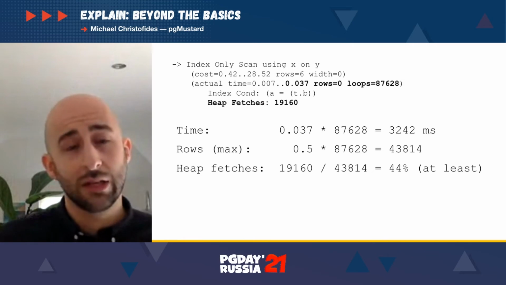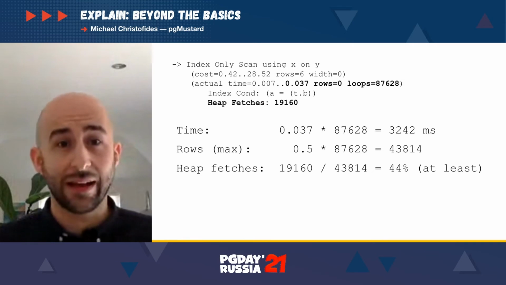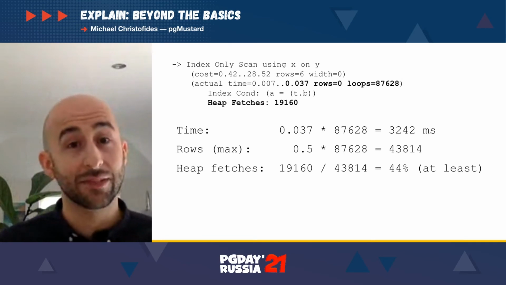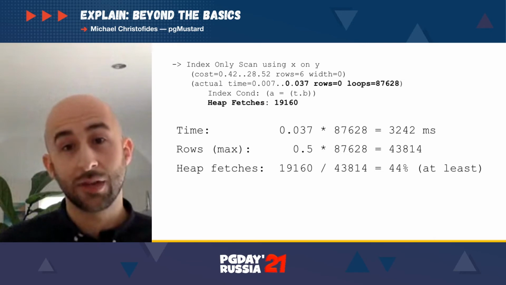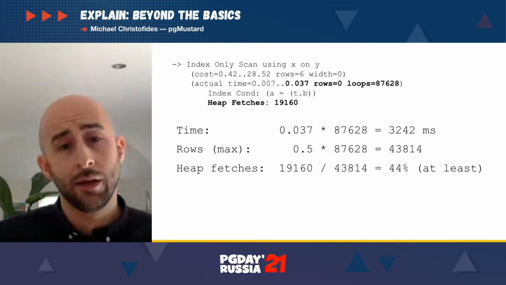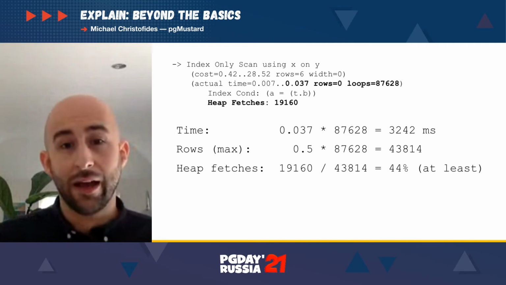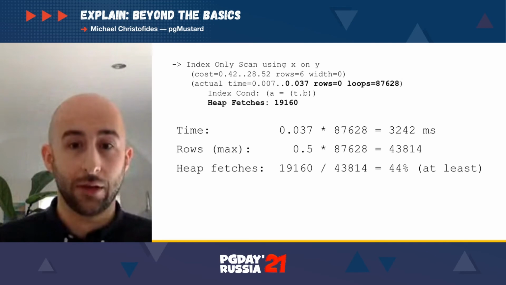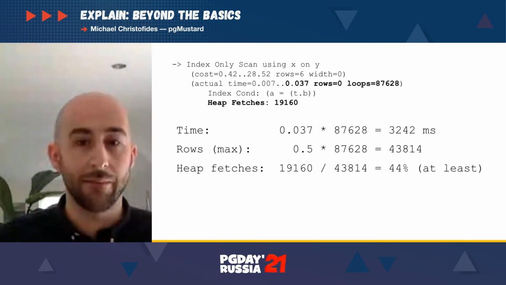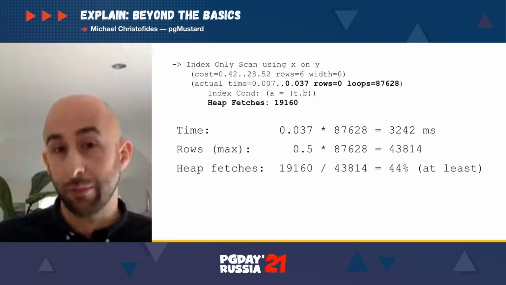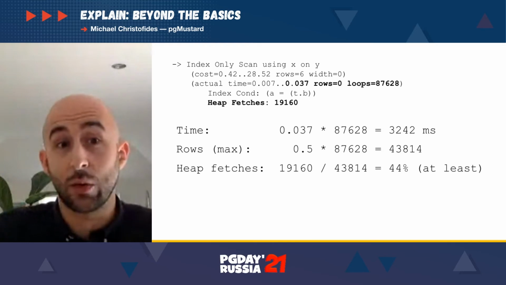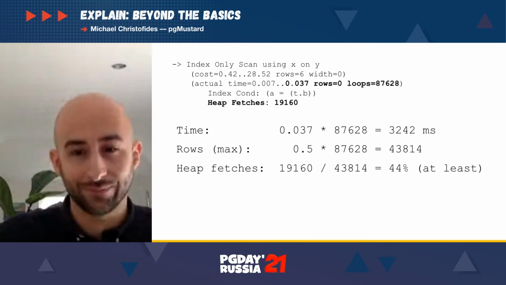43,800 rows. The time, again, we can get a much closer number for, it's 0.037 milliseconds times that loops number. It gives us about 3.2 seconds, or 3,200 milliseconds. And the heap fetches, therefore, are at least 44% of the total rows. Could be a lot higher. Could even be 100%. But we already know that that's probably a problem. It's more than a few, and there's a chance this could be quite a lot faster if it wasn't having to do that.